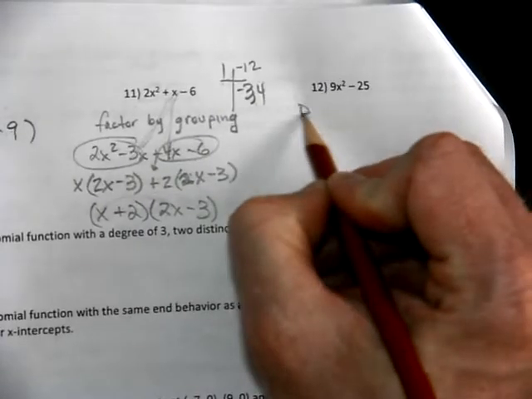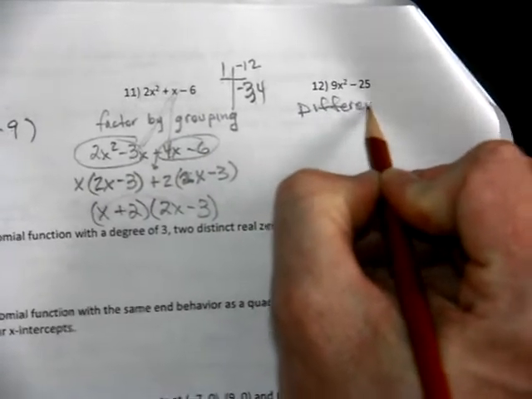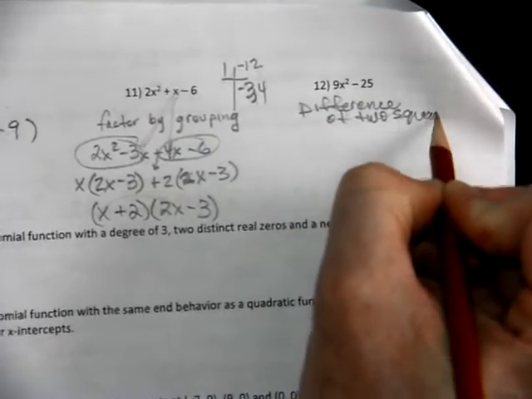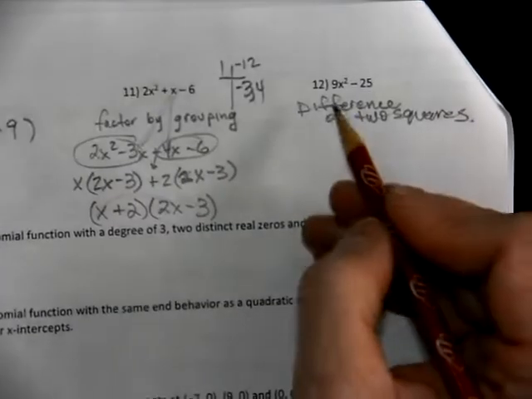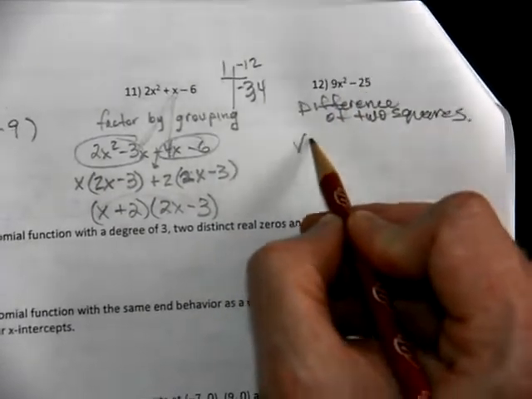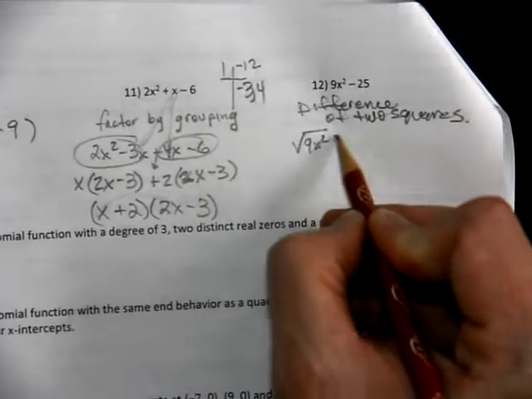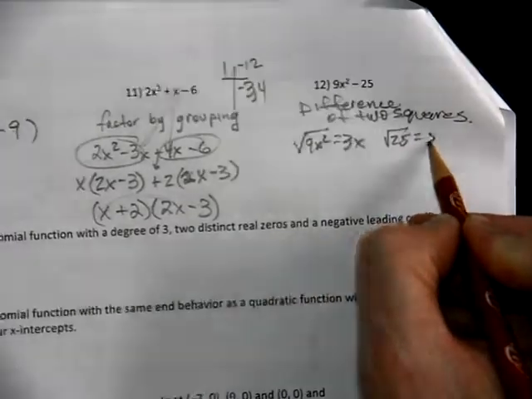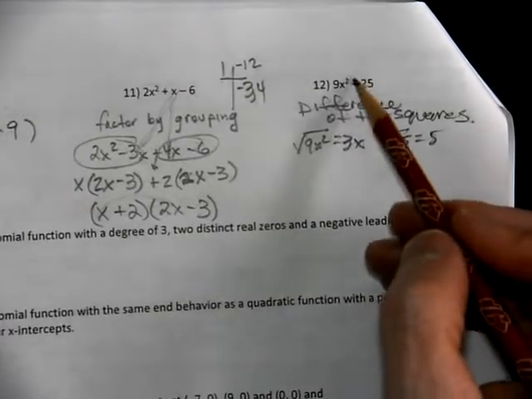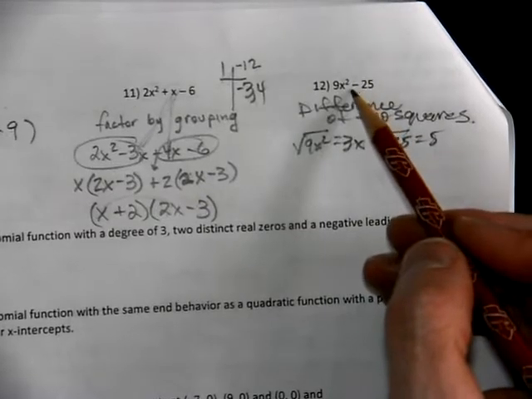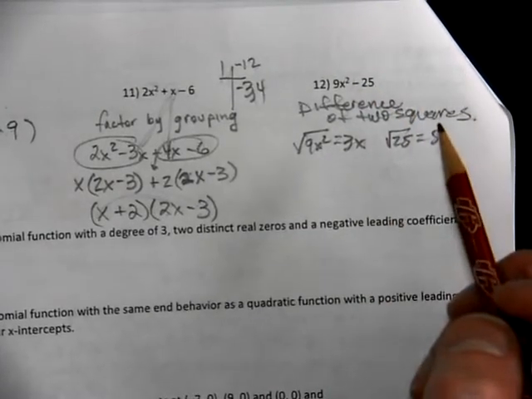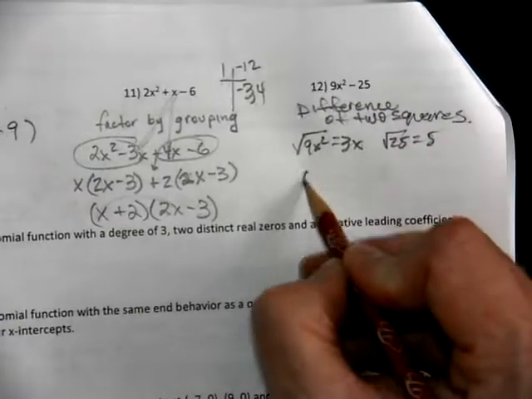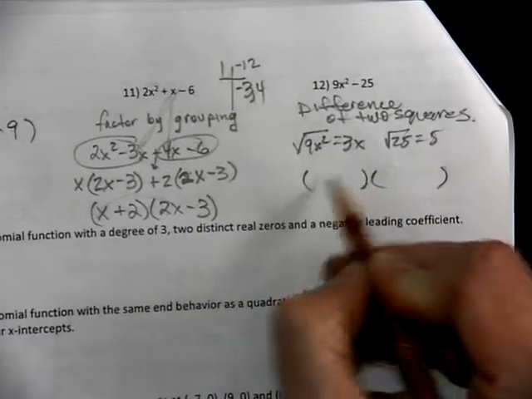This one is the difference of 2 squares. So that means, can we take the square root of 9x squared? Well, yes we can. Can we take the square root of 25? Yes we can. Is the middle term minus? The middle term has to be minus. If that's your pattern, if this is a perfect square and that's a perfect square, we have a shortcut to factoring this.